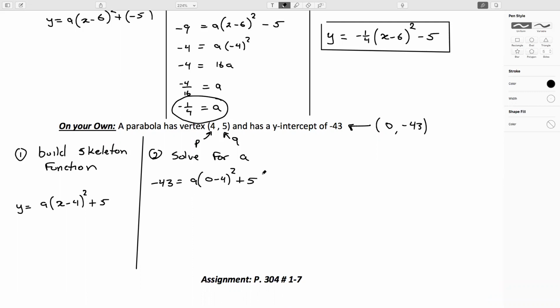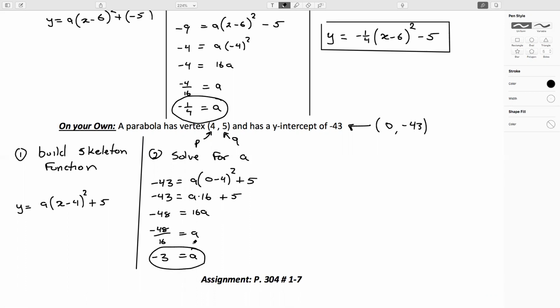I can go ahead and simplify this now. So minus 43 equals a times 16 plus 5. We're going to subtract 5 from both sides. Minus 48 equals 16a. And then we're going to divide by 16. Minus 48 over 16 equals a, which happens to be negative 3.